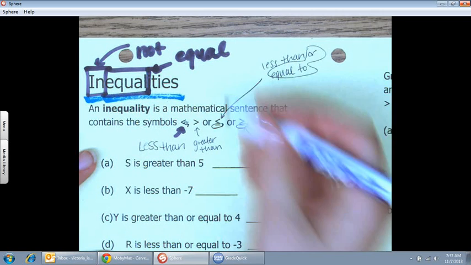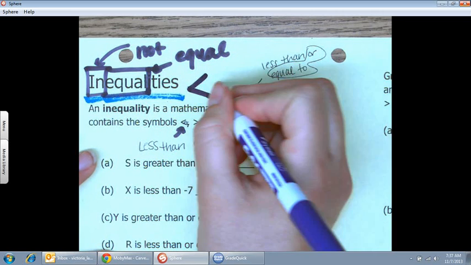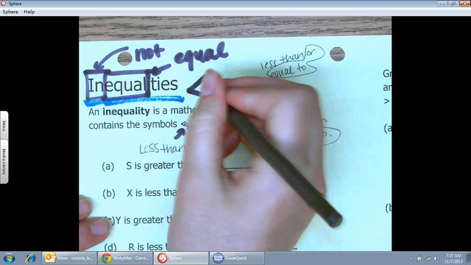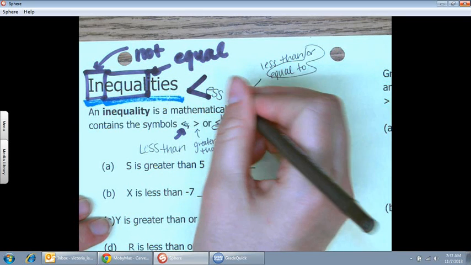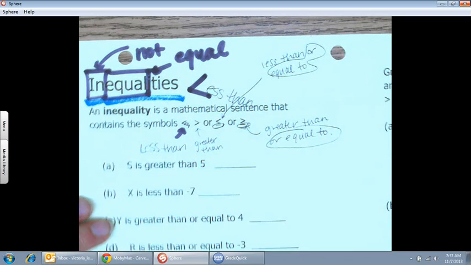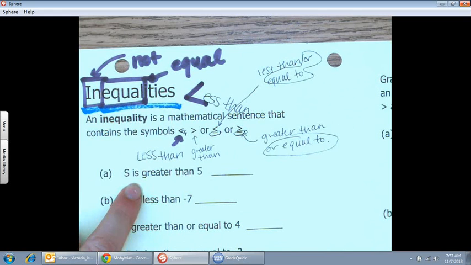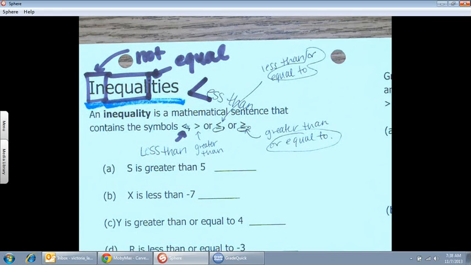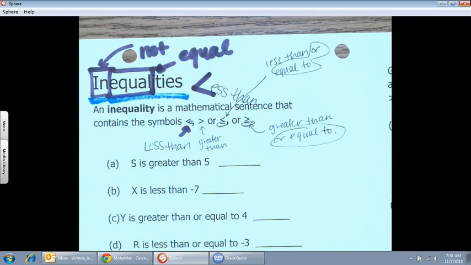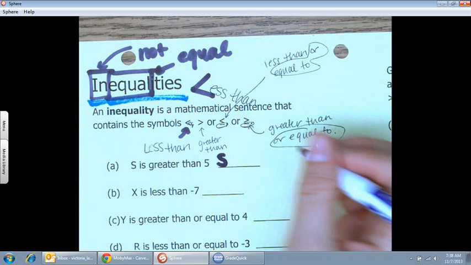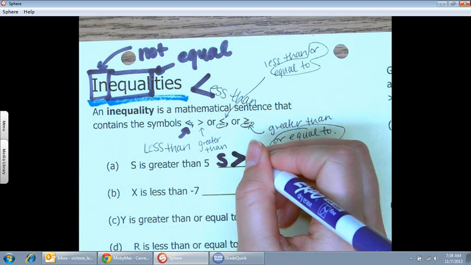And again, a way to remember that is this less than sign looks like it's making an L for less than. L-E-S-S. Less than. You can turn it sideways and you can see the less than. Okay. So, S is greater than 5. The mouth always eats the bigger number, right? You guys have heard that before. So, S is greater than 5. So, S is eaten because 5 is too little.